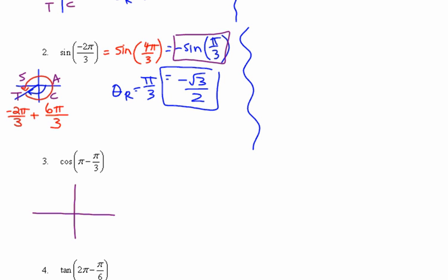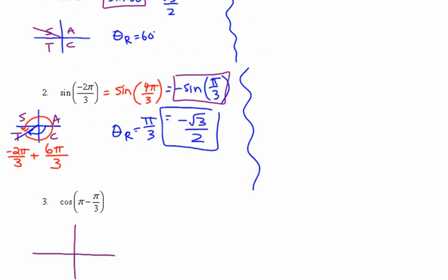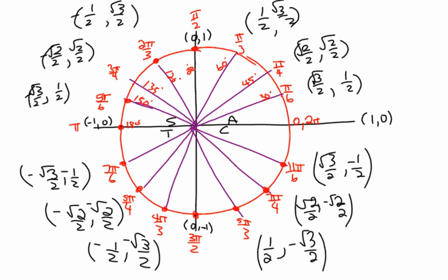How did you go from sine of pi over 3 to negative root 3 over 2? There are two ways you can do that. I use my special triangles. Sine of pi over 3 is opposite over hypotenuse. The other way, if you look at pi over 3 on your unit circle, this ratio right here, we are dealing with this angle here. So it's equivalent to negative sine of pi over 3 as well.